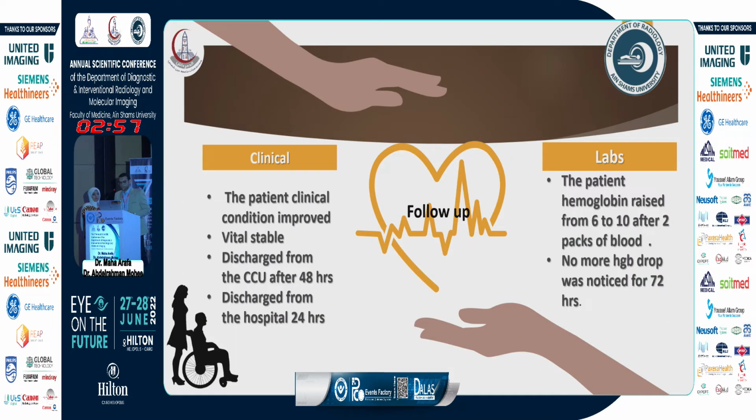At follow-up, the patient's clinical condition markedly improved. She was vitally stable, discharged from the CCU after 48 hours, and discharged from the hospital 24 hours after. The patient's hemoglobin rose from 6 to 10 after 2 packs of blood, with no more hemoglobin drop noticed for the next 72 hours until her discharge. So we have another life saved as well.